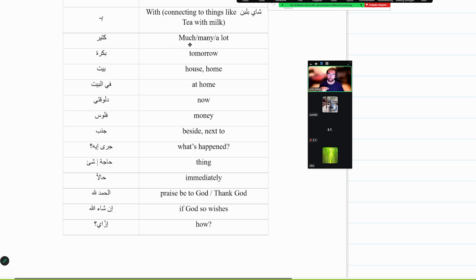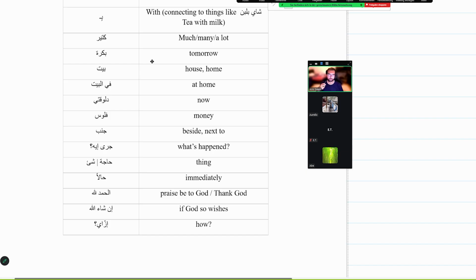Then you have kitir, which means much, a lot. This is mostly about quantities. In other dialects, they use it as very much, but in Masri, it's just about quantities.